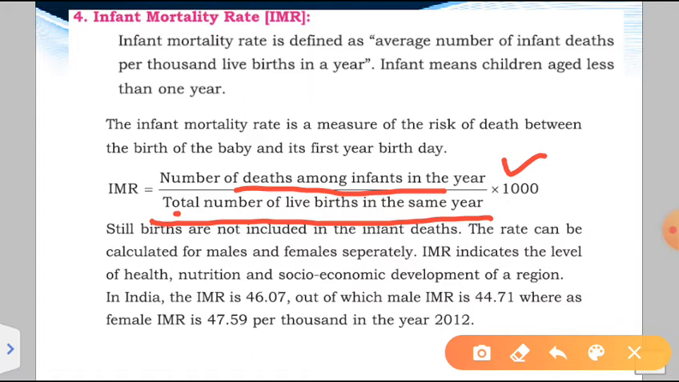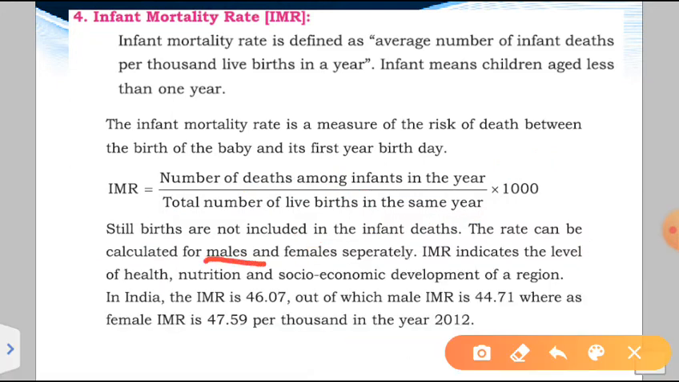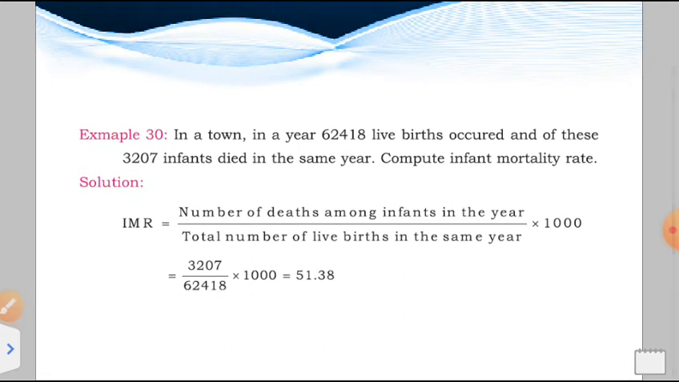Correct. And here note, you can note it down that stillbirths are not included, because we are taking the total number of live births, meaning births of living children. Another point to be noted is that the rate can be calculated for males and females separately. That indicates the level of health, nutrition, and socio-economic development of a region, and there is some note regarding the IMR of India. Let us see an example of how to calculate it.